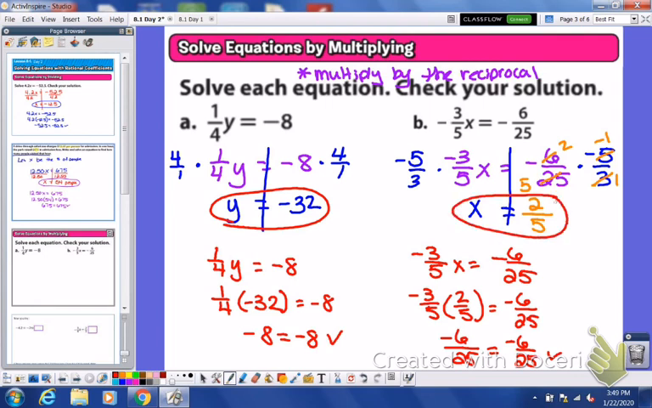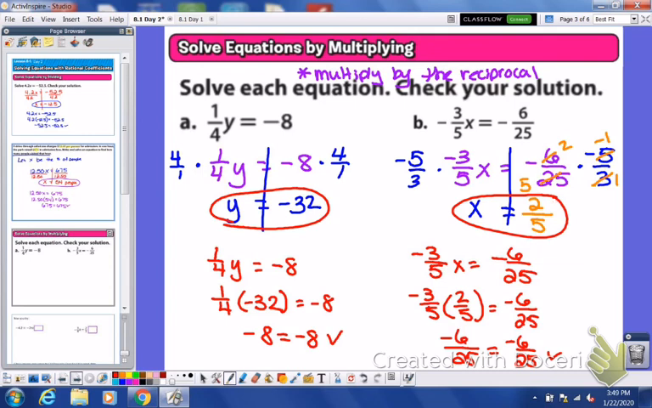Okay, so anytime you guys see fractions, you want to multiply by the reciprocal. That is what we will be looking for as far as work goes. Even though they're being multiplied, so 1/4 is being multiplied by y, I don't want to see division. Fractions mean to multiply by the reciprocal.